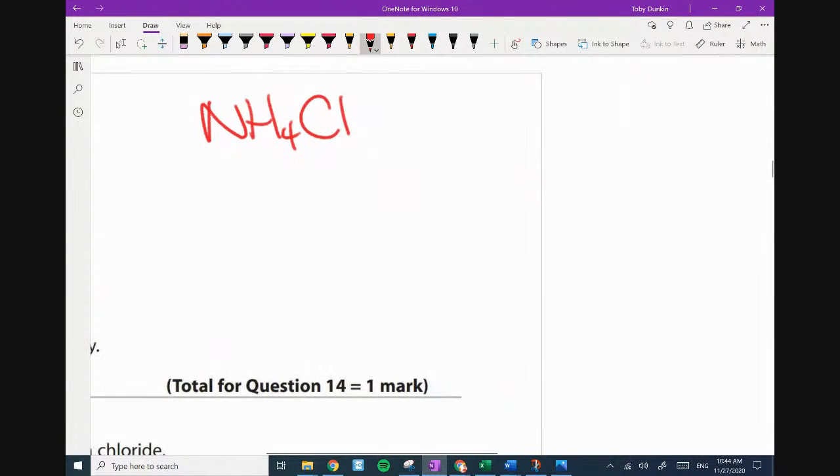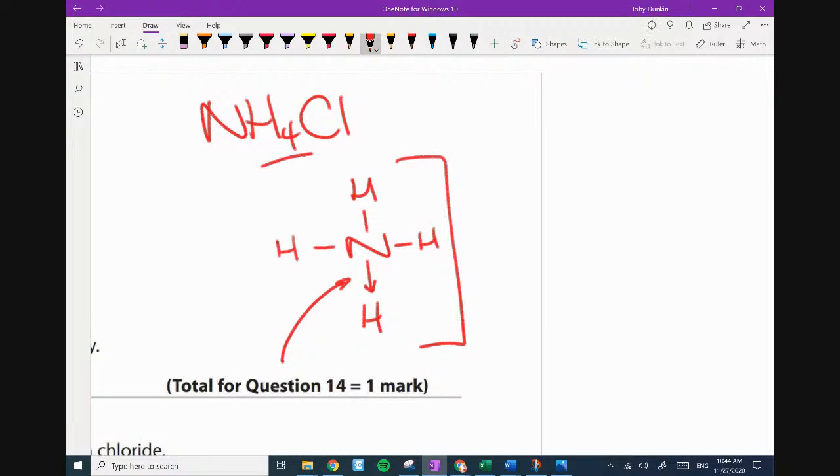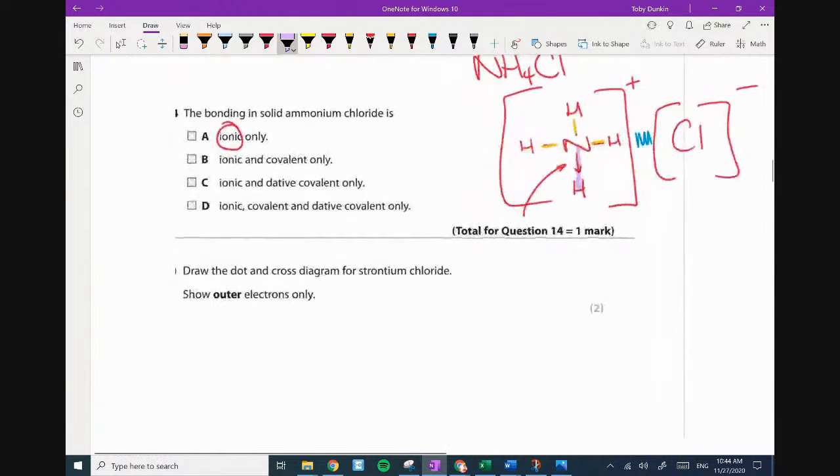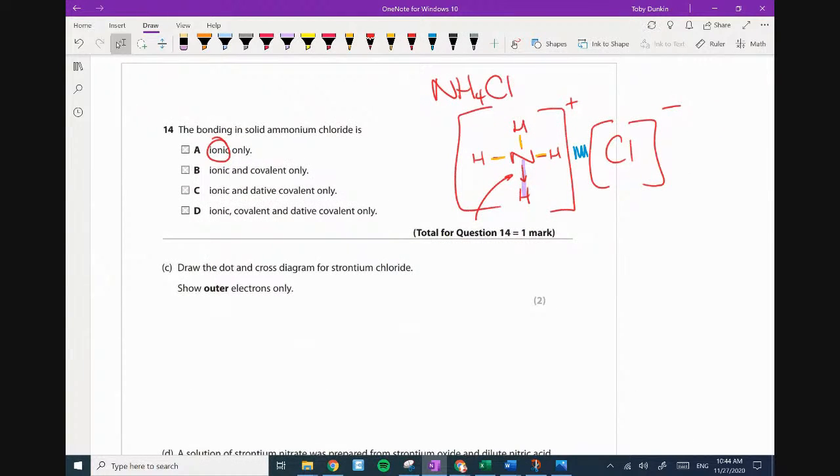However, in reality, if you look at the bonding, you've got the ammonium ion, and this is something that you haven't seen yet. You're going to, though. That there is called a dative covalent bond. We'll be coming to that later when we do simple covalent. And then Cl minus. So we've got an ionic attraction there, standard covalent here, but then also a dative covalent there. So it's actually all three. What a nightmare that is. Sorry, guys, that's beyond you. My bad.